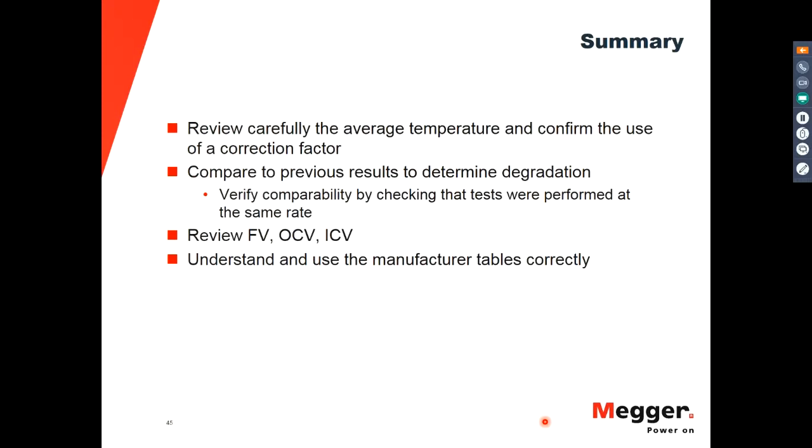When reviewing the results, carefully check for the average temperature and confirm the use of a correction factor. And always compare to previous results to determine degradation of the battery, and verify that the tests were performed with the same rate, so you can actually compare results. If not, comparability is going to be difficult to achieve. Review all of your voltages in the test report, and understand and use the manufacturer's tables correctly.